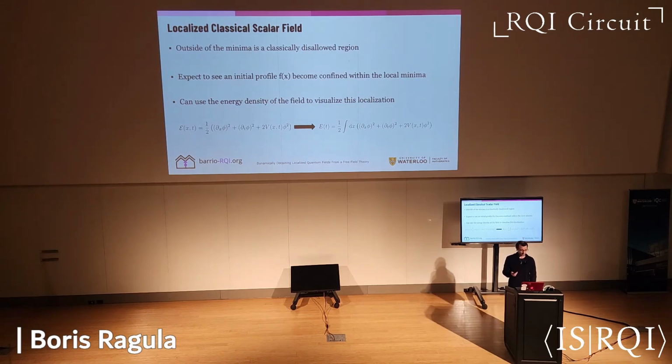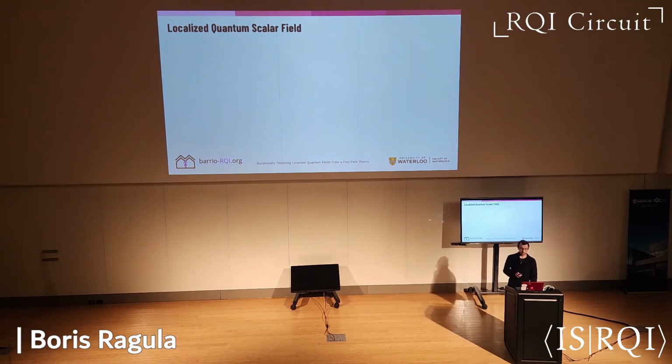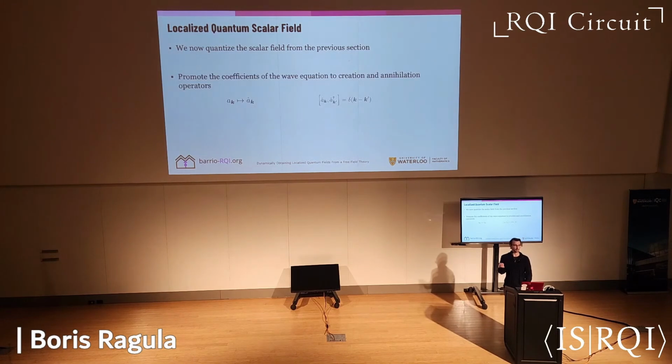So having looked at the classical case, we'll move on to the quantum case, where we quantize the scalar field from the previous section using canonical quantization, where we'll promote the coefficients of the wave equation that we saw earlier to creation and annihilation operators. These creation and annihilation operators will satisfy the canonical commutation relations. And our quantum field will then satisfy this equation of motion that you see here. Now, this is an operator-valued equation living in a Hilbert space, which can become a bit cumbersome to solve for numerically.